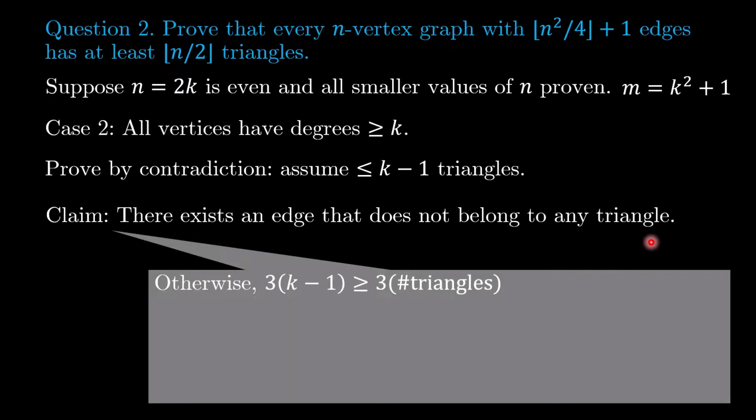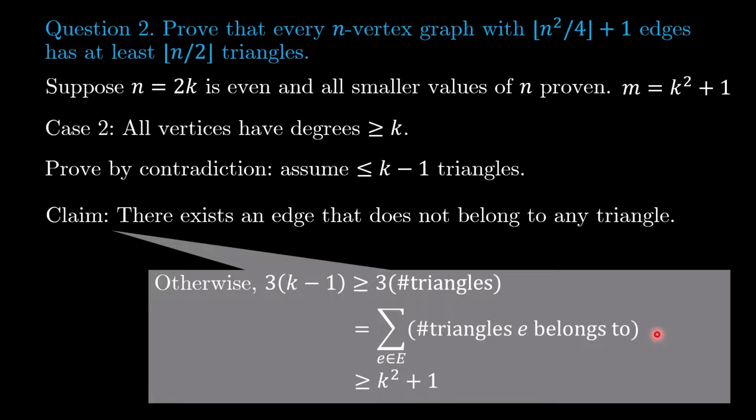To do this, we suppose otherwise and get a contradiction. So firstly, we have the number of triangles is at most k minus 1. So we have this expression here. Now 3 times the number of triangles can be seen as us looking at each triangle, and for each edge of the triangle, we add 1 to the total score. And therefore this 3 times number of triangles is the same as us looking at the edges individually and then summing up the number of triangles that each edge belongs to.